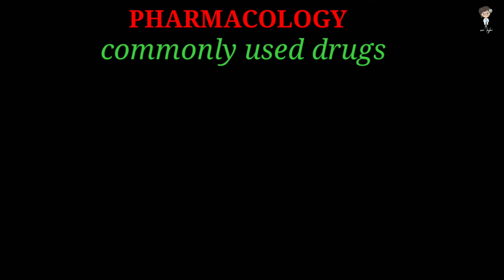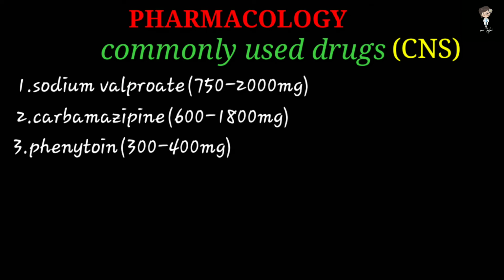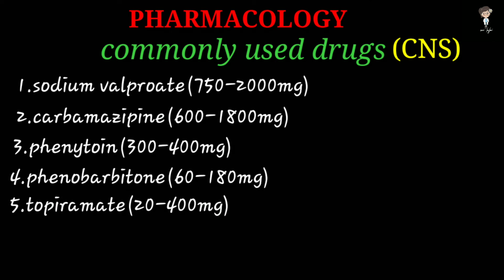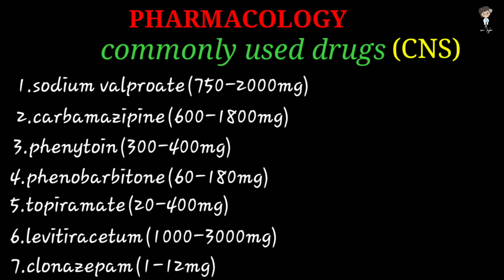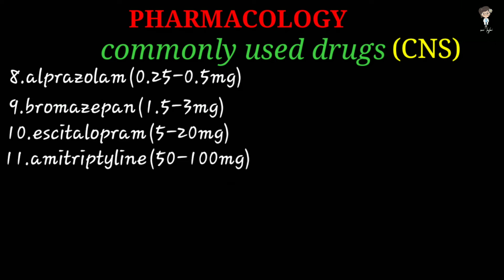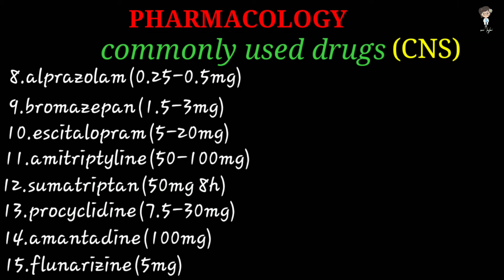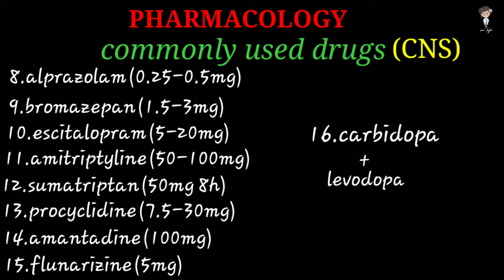Now if we talk about the basic drugs which are usually used in our daily routine, we will categorize them according to their mode of action so that you can easily remember them. First of all we will talk about the CNS. So I have listed 16 drugs in this list named as sodium valproate, carbamazepine, phenytoin, phenobarbital, topiramate, levetiracetam, clonazepam, alprazolam, bromazepam, escitalopram, amitriptyline, sumatriptan, procyclidine, amantadine, flunarizine and carbidopa plus levodopa.